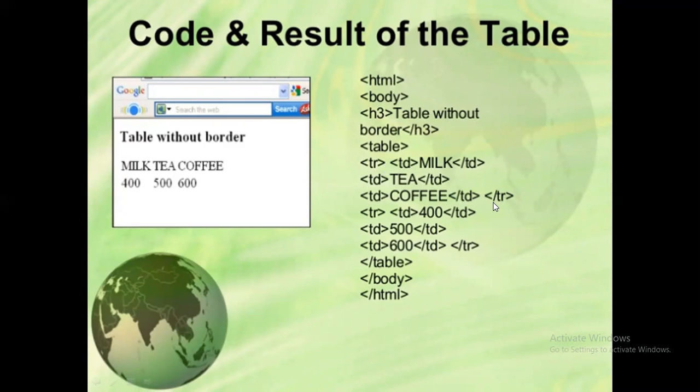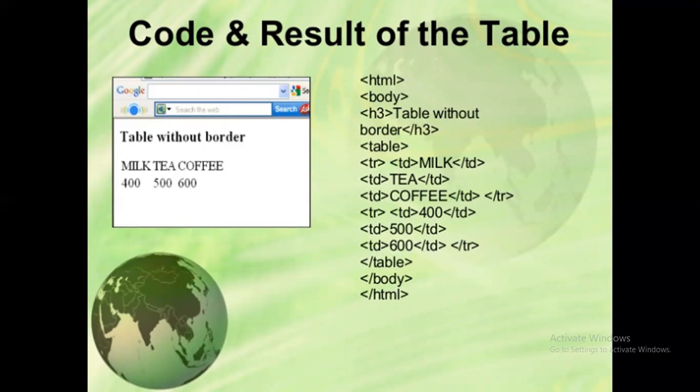In this TR, three things we have taken: milk, tea, and coffee. So in this way, milk, tea, and coffee come in one line only. This is the first element, milk, the second element, TD, as tea, and the third element, TD, coffee. Once you close TR, it will move to the next row. Look here, a new TR is taken. In that, the first element taken is 400, closed. The second element taken here is 500, closed. Next 600 is taken and thus closed. Last, we will have the closing of table along with body, and last will be HTML close itself.